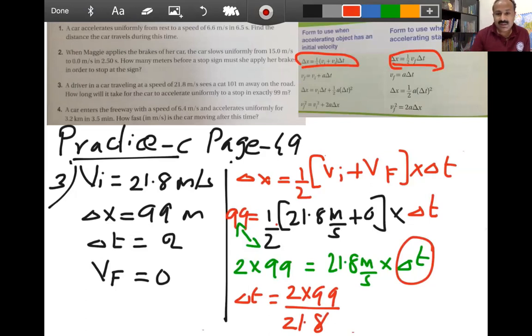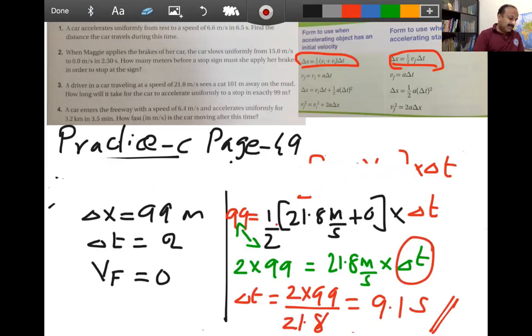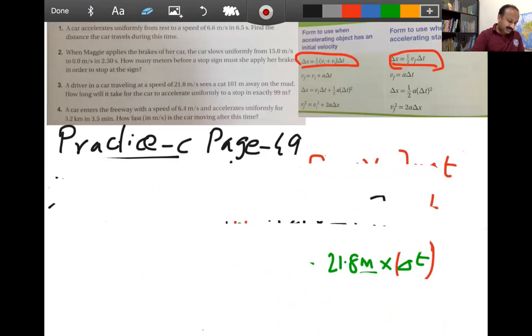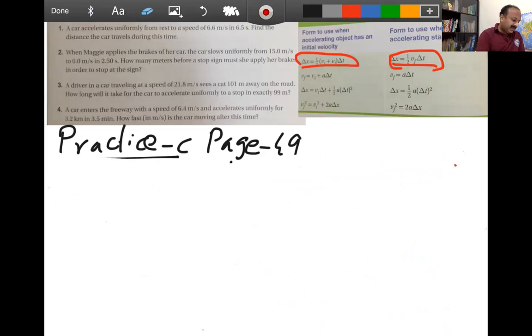So your answer is going to be 9.08 seconds. So in this question, you can see the least number of significant figures is 2. So you can round this to 9.1 seconds. 9.1 seconds. Okay, I think that one is clear. Now, the last question from that exercise is question number 4.